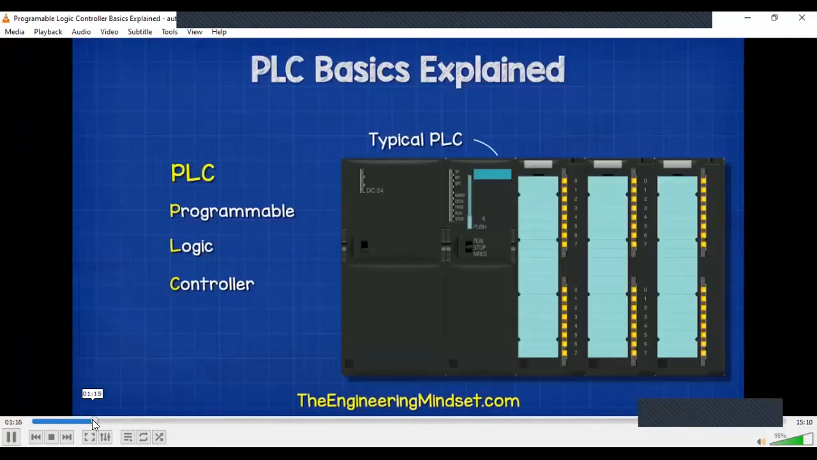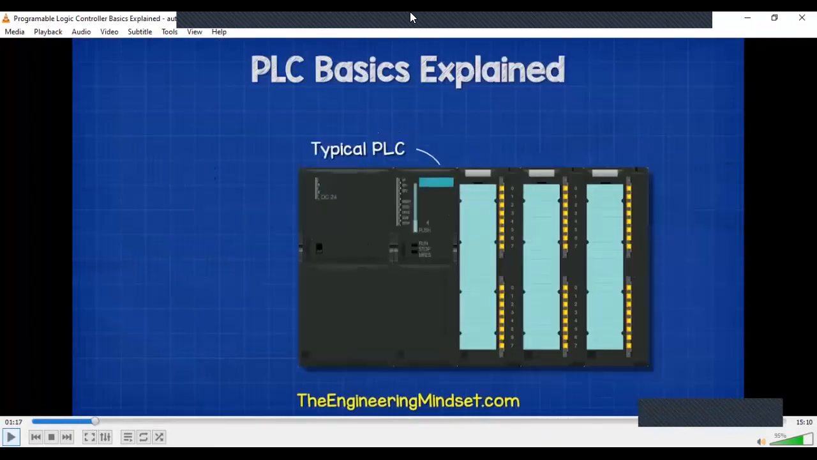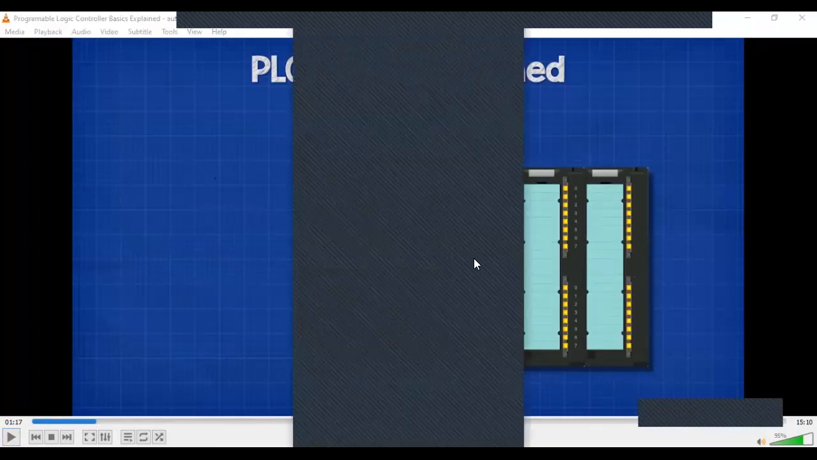Okay, that was about a company basically that manufactures PLC.